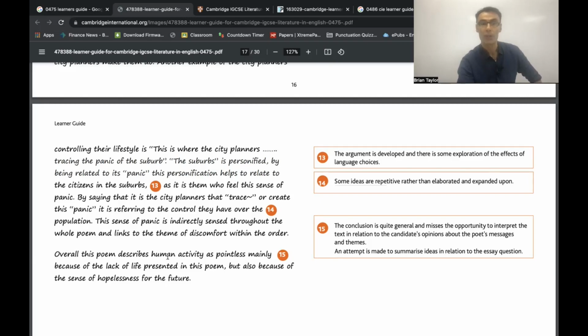Overall, this poem describes human activity as pointless, mainly because of the lack of life presented in the poem, but also because of the sense of hopelessness for the future. And the examiner says, the conclusion is quite general and misses the opportunity to interpret the text in relation to the candidate's opinions about the poet's messages and themes.